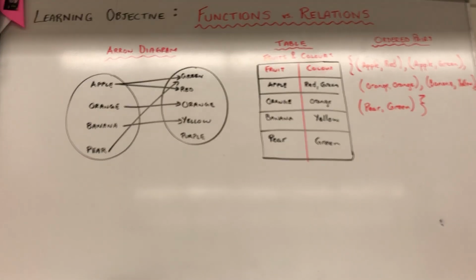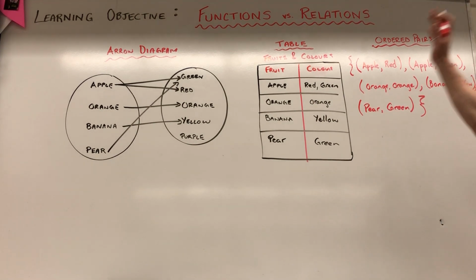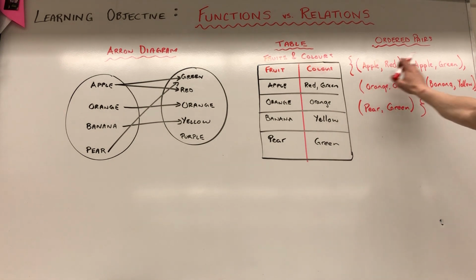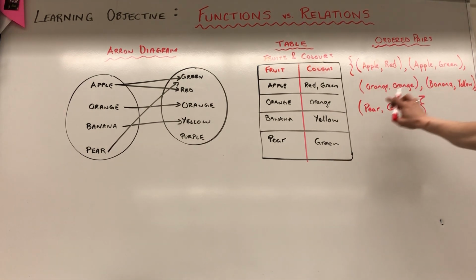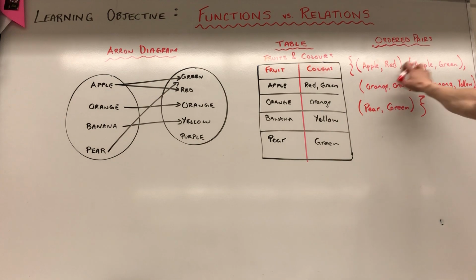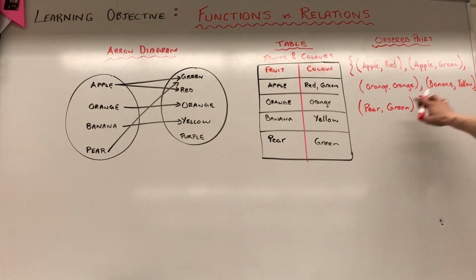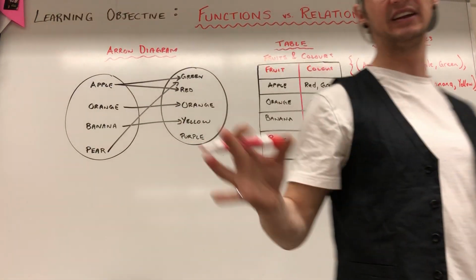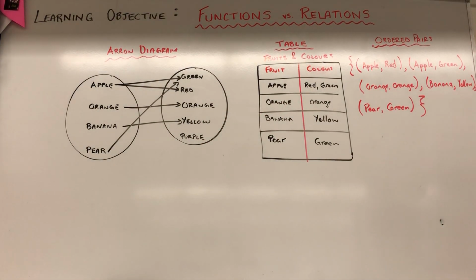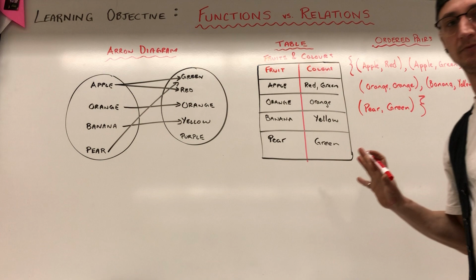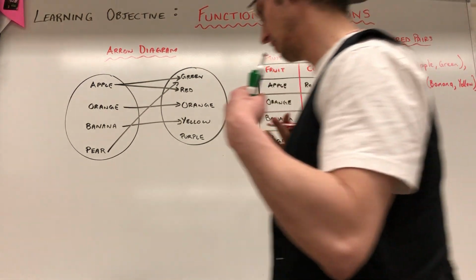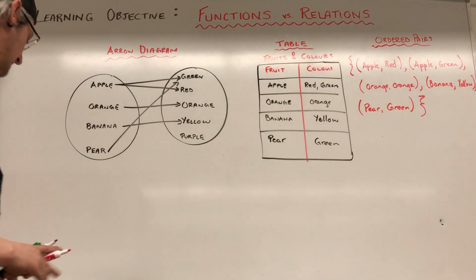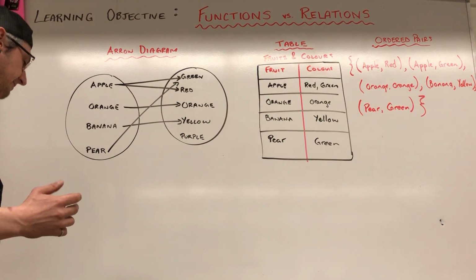So here, I could take ordered pairs and create a table out of them, because I'm just going to figure out all my inputs. What are all of my inputs? And then I'm going to stack them with their outputs. So these are all the same data set, represented 3 different ways: arrow diagram, table, ordered pairs. And this is kind of where we're going to start from.